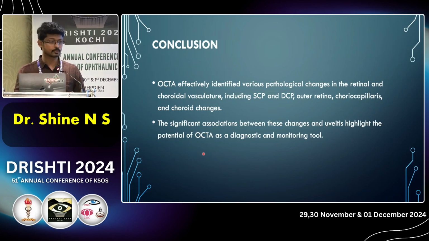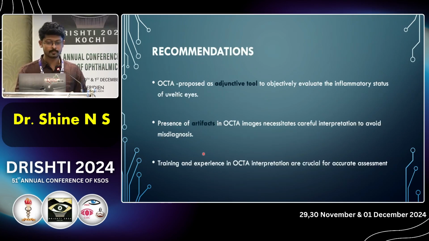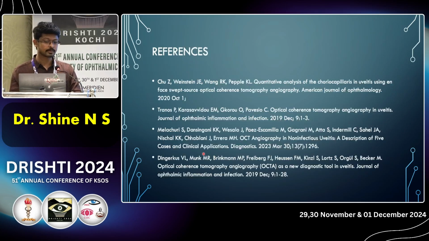To conclude, OCTA effectively identified various pathological changes in retinal and choroidal vasculature, including the various layers, and the significant association between these changes and uveitis highlights the potential of OCTA as a diagnostic and monitoring tool. We recommend OCTA as an adjunctive tool along with fundus imaging, FFA, and ICGA to objectively evaluate the inflammatory status of uveitic eyes. The presence of artifacts in OCTA images necessitates careful interpretation to avoid misdiagnosis. Also, we should have training and experience in OCTA interpretation for accurate assessment. These are my references. Thank you.